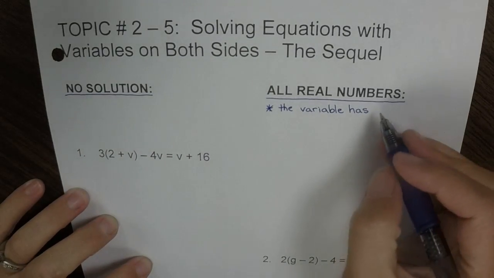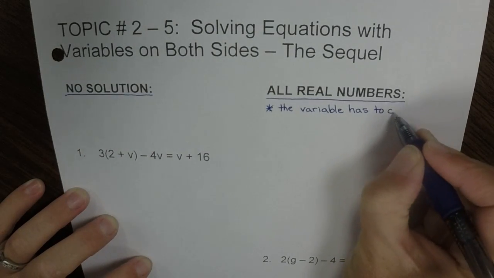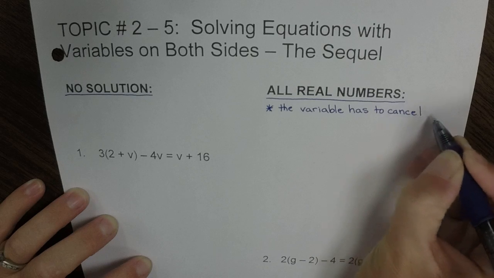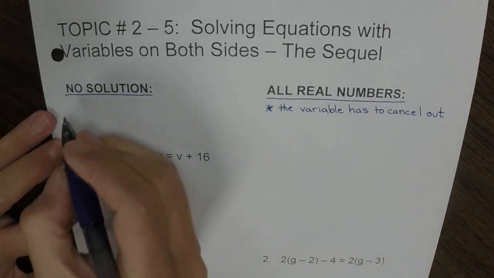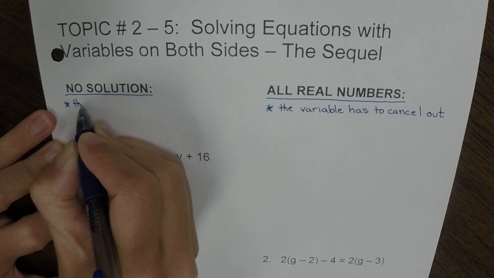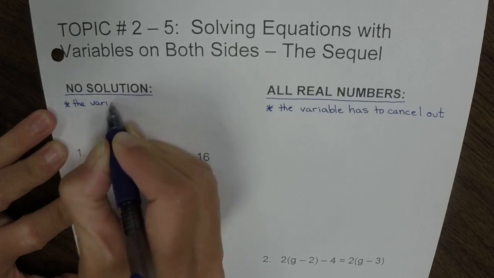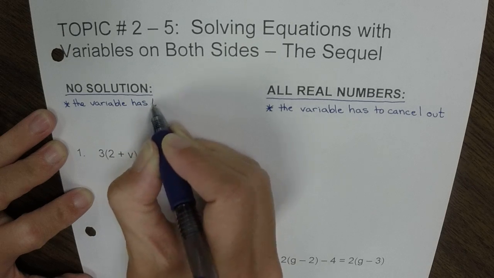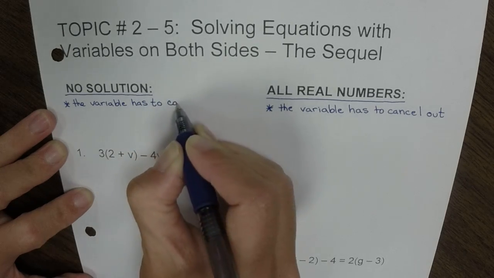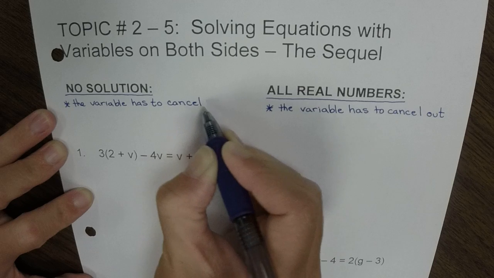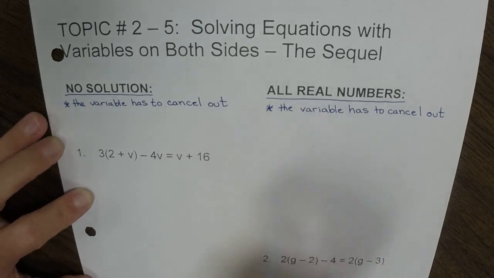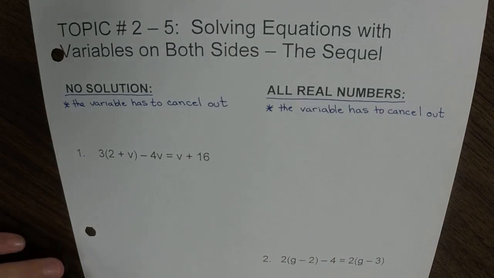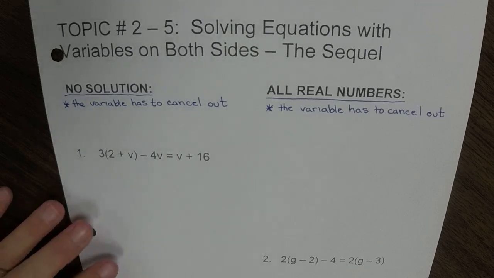If the variable doesn't cancel out, then it's just going to be a normal problem. So again, under both of these, we want to put that the variable has to cancel out. And there's an easy way to recognize that. If you have an equation where it ends up with like 2m equals 2m, that's how you know it's going to cancel out. But I'll show that to you as we go through.